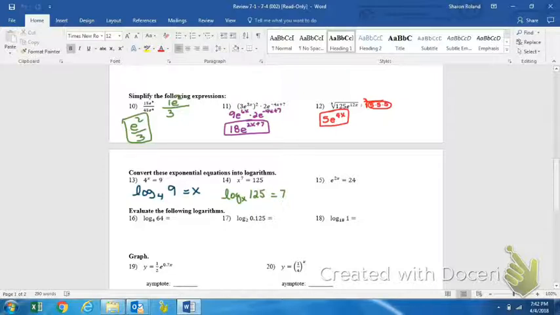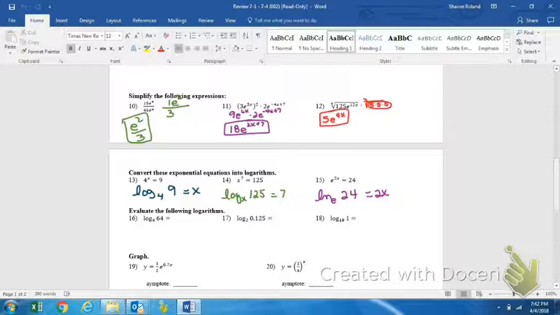Same thing here, except that in this case, the base is an e, so we'd be using natural log instead of regular log. It's going to equal 2x, and you can put the e there if you want. You do not have to, because if you're using natural log, it is going to be e. Okay, so those are converted.